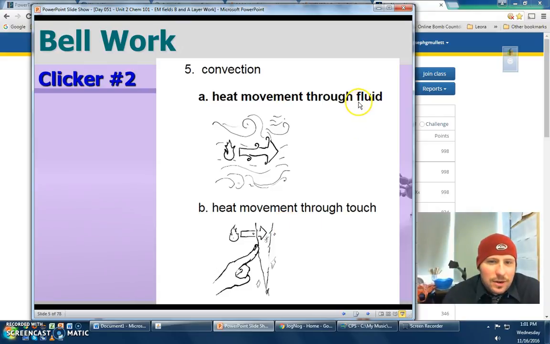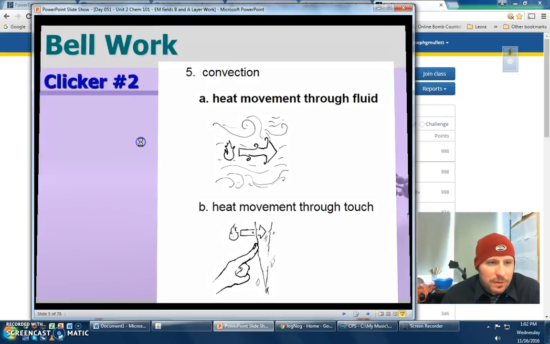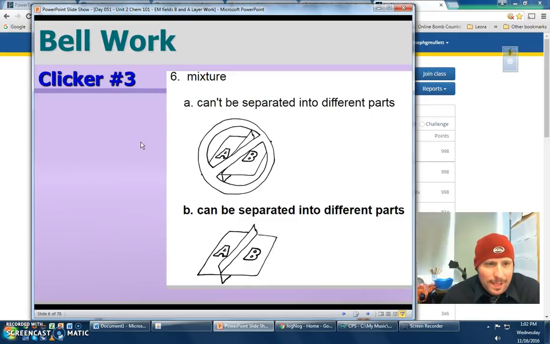Excellent. As a side note, please don't forget, fluid is not just liquids, it can also be gases. By definition, a fluid is anything that can occupy a space, so gases can do this. So keep in mind. All right, cool. Next question, number 3. Mixture. A, can't be separated into different parts, or B, can be separated into different parts. Guest teacher, please pause the video for 30 seconds.